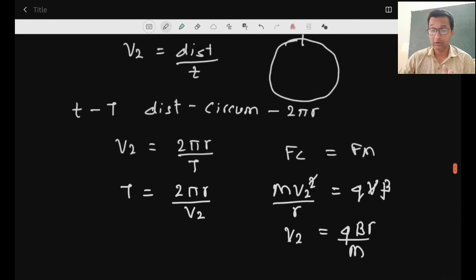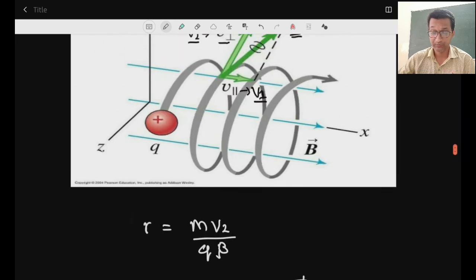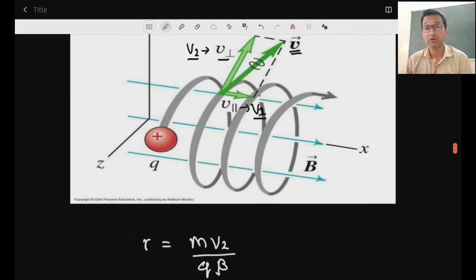Now here we are talking about a particle which is moving at an angle. We have talked about the perpendicular component. We found the time period required to complete this revolution, and also the frequency. Now there is also a parallel component. As the particle rotates, this parallel component will also move it forward along the x-axis. So there will be a circle and it will move forward also. Because of this, the path of the particle will look like a helical path, like coils.